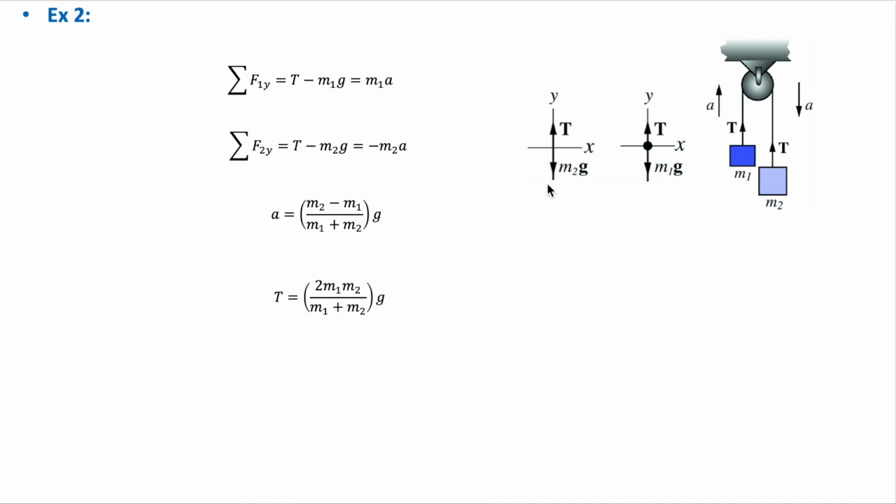And then we apply Newton's second law to each block. So because the two blocks are connected by a rope, they will have the same acceleration, and it is directed downwards for m2 and upwards for m1. And so we apply Newton's second law in the y direction for each block, and we get the acceleration and the tension in the rope.